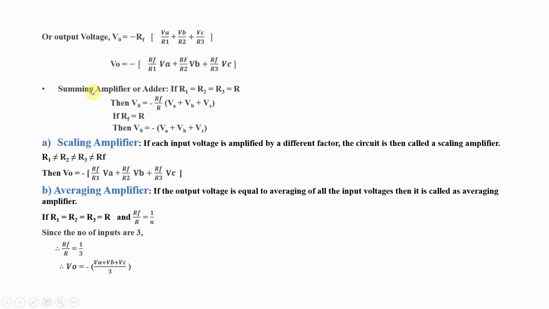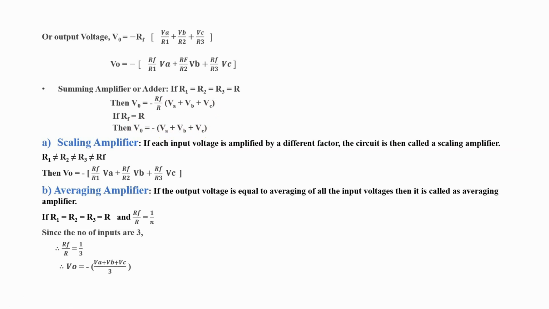Then, if we take the value of R1, R2, R3 equal to R, all the values are equal. Therefore, the equation becomes V0 is equal to minus RF by R times VA plus VB plus VC. If again RF is also equal to R, meaning all the values are equal, then the equation is V0 is equal to minus (VA plus VB plus VC). This is the equation for the adder.